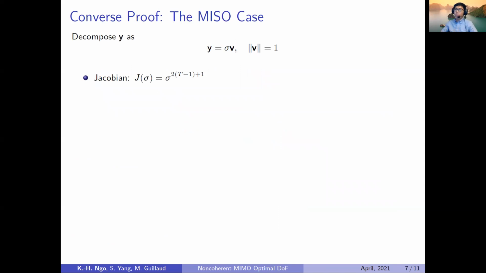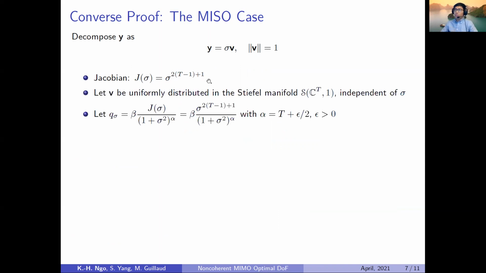To do that, we first decompose the output vector as the product of a scalar sigma and a unit norm vector V. The Jacobian of this decomposition is given as a function of the scalar sigma here. And we choose the auxiliary distribution of Y as follows. First, we let the unit norm vector V be uniformly distributed in this Stiefel manifold, which is basically the space of unit norm vectors. And we let this vector be independent of the scalar sigma.